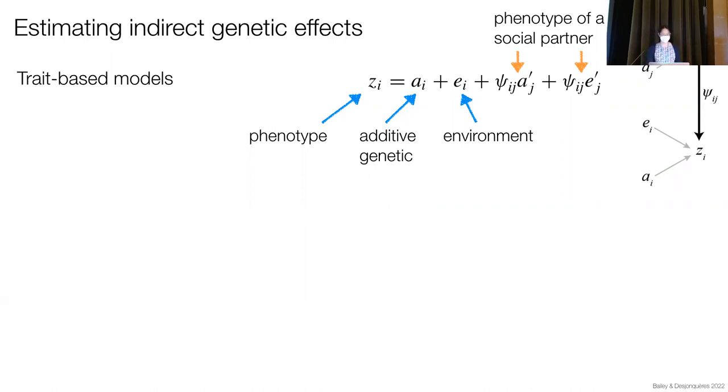And this effect can be scaled by the parameter psi_ij, which is a regression coefficient describing the strength and direction of the effect of trait j on trait i. These models are really nice, but they require a priori knowledge of the mediating mechanisms and the ability to pinpoint which phenotypes underlie indirect genetic effects.